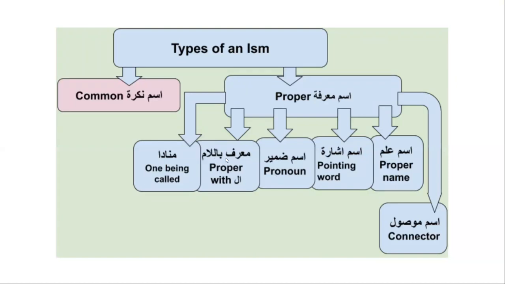And mu'arraf billam is proper with al. When al comes before an ism, then it's a mu'arraf billam, or it is proper with al. And then munada, the one being called, and connector words. So these are different categories or subtypes of ism marfa.